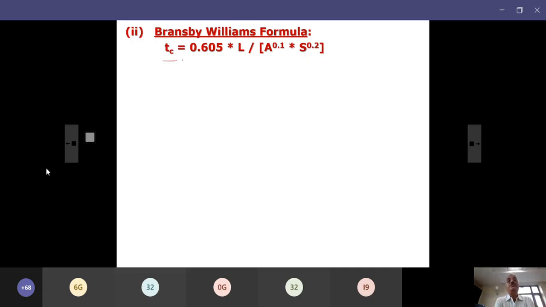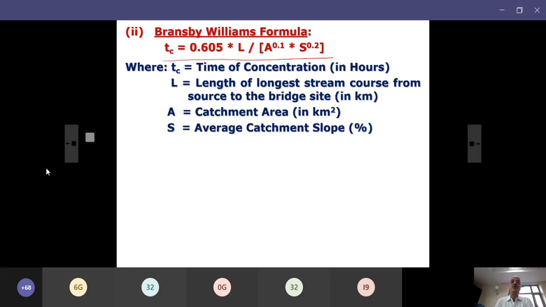TC equals 0.605 multiplied by L divided by A to the power 0.1, S to the power 0.2. All these parameters we know. TC is of course time of concentration in hours. L is length of longest stream, which we can get from catchment area property. A is catchment area, again we can get it. S is average catchment slope, we can get from length elevation profile.